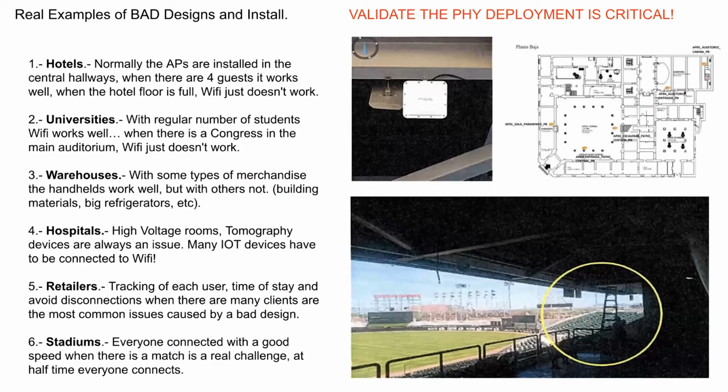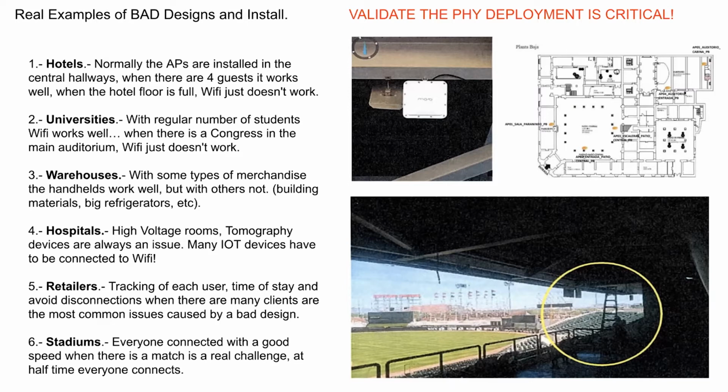These are the most typical problems that we can have in terms of Wi-Fi in the different verticals or different scenarios. The most common problems are basically low speed, lack of coverage, and disconnections. Let's start with the first scenario, that is a hotel.